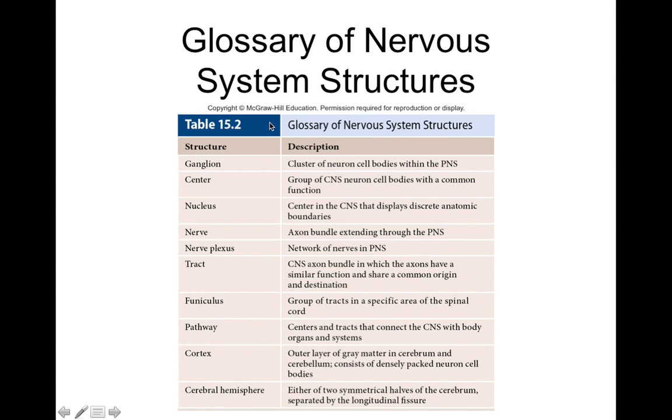Now, just some different terms before we move forward, you guys. A ganglion is a collection of neuron cell bodies outside of the central nervous system. So what was the central nervous system?